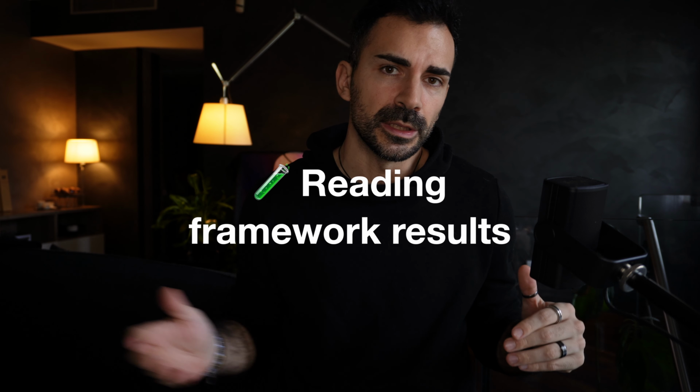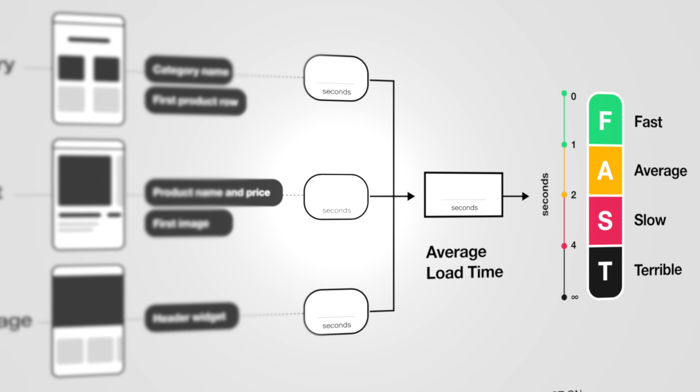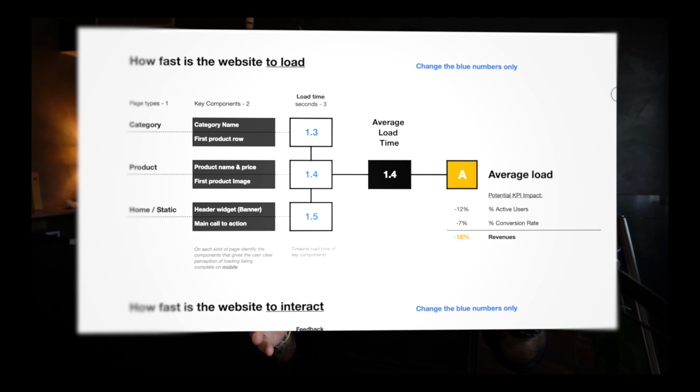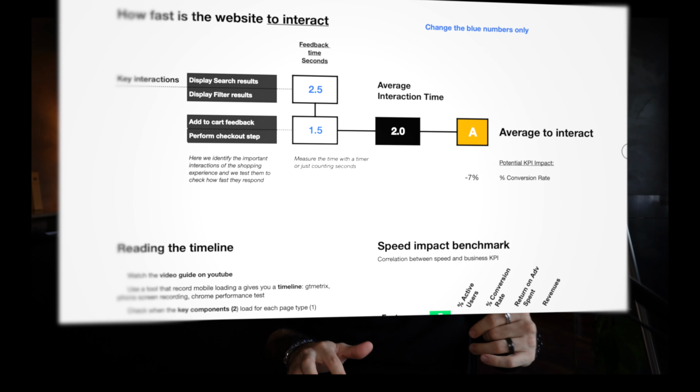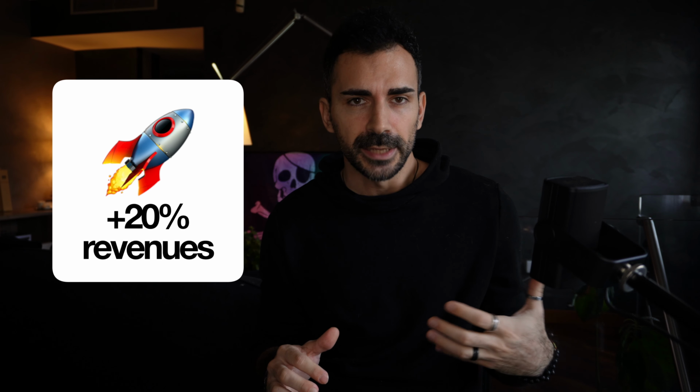Awesome, we just completed the framework. As it's very simple, let's go on and read the result. As you can see, we have 2 feedbacks. We have a feedback for how fast the website is to load pages and how fast the website is to react to interactions. In this case, testing Farfetch, we get that it's an average website to load pages and an average website to interact. There is potential revenue to unlock of up to 20% if we can optimize time to load pages and time to interact.